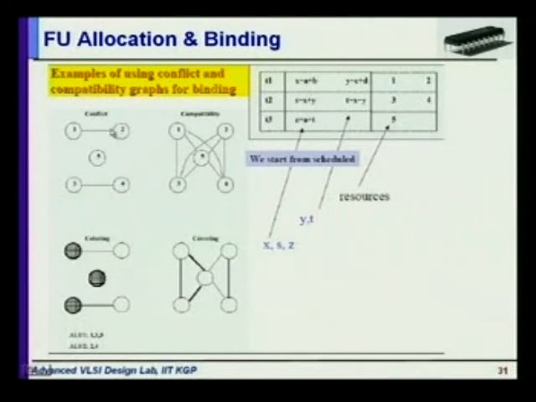For example, here there is a conflict between these 2, and there is a conflict between these 2, because they are scheduled in the same time step. So this is your conflict graph. Now do you know graph coloring? Graph coloring means you are given a graph, a set of nodes and the interconnecting edges. The problem is: what is the minimum number of colors that you require to color the nodes of the graph, so that 2 adjacent nodes have different colors? Like, let's consider an example here.